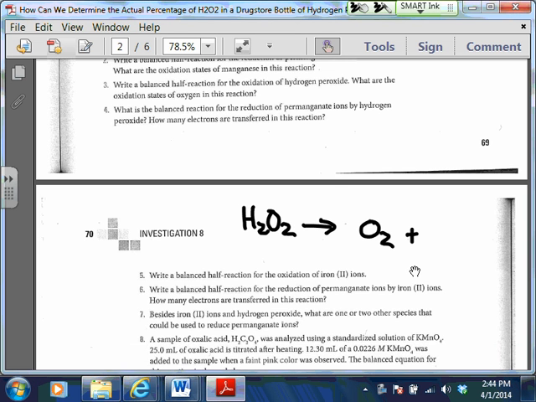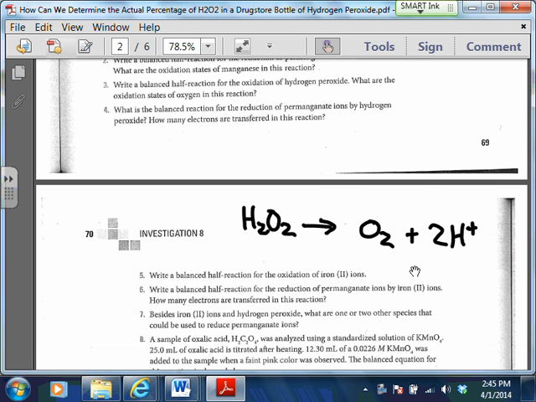This is an acidic solution, so you're going to put 2 H pluses over on this side, and then balance your electrons from there, okay? So that's your second half reaction there. So then the balanced reaction for the reduction of permanganate by hydrogen peroxide. In other words, the permanganate's getting reduced and the hydrogen peroxide is being oxidized. So then you just basically add those two together, okay?